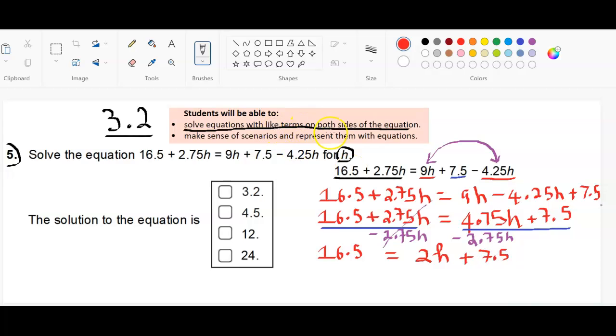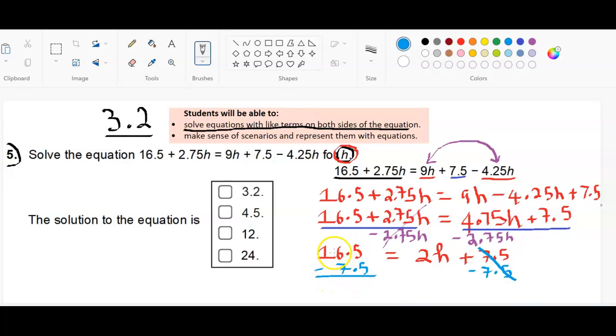And again, the equation is asking us to solve for h. So right now, all I can do is subtract 7.5. Why do I subtract? Because it's 2h plus 7.5. So if I want to get rid of this positive 7.5, I'm going to subtract it. So I'm going to subtract 7.5 from both sides. And this is gone. All right.